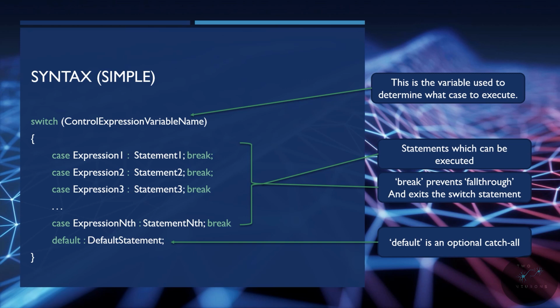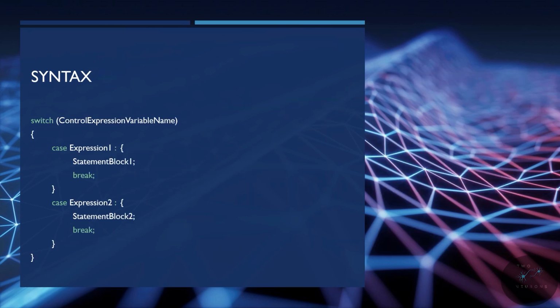But the syntax can get a bit more complicated than this in terms of using statement blocks. So let's take a quick look at that. As you can see here, we have the same sort of setup. We have our switch statement, the control expression that we're evaluating, and then we have a block statement instead. So if you have multiple statements that need to be executed based on an expression, you're going to use this sort of block statement structure instead. You can also have a default here as well. I just chose not to include it due to space.